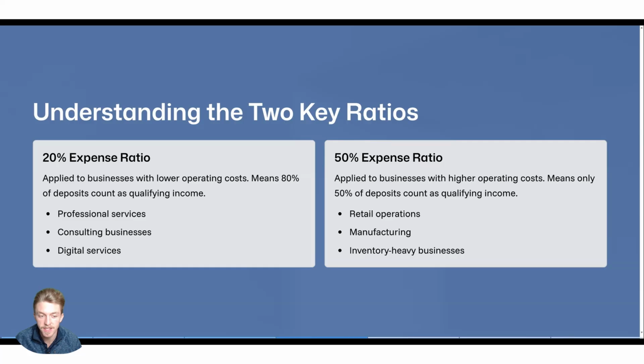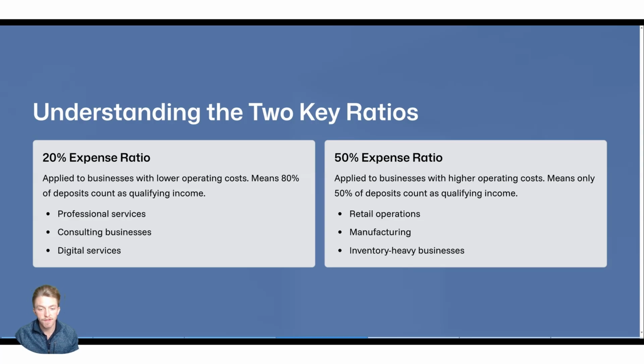So people with businesses such as professional services, consulting businesses, and that third one is digital services. So we can dive in kind of what type of business you have to see if you're eligible for this lower expense ratio to help you have more qualifying income to buy real estate.